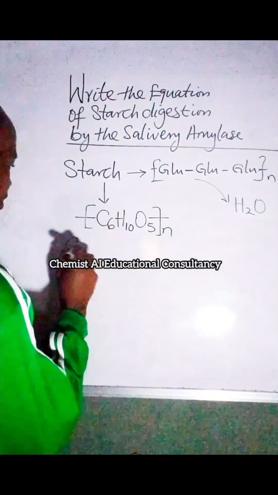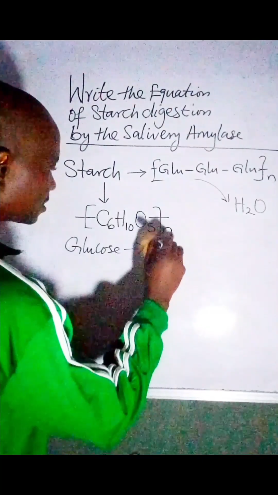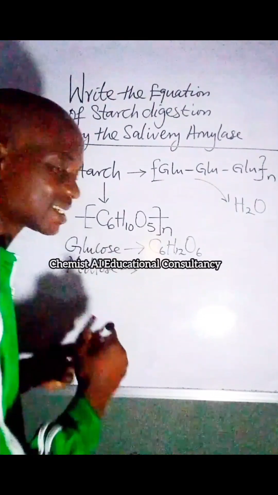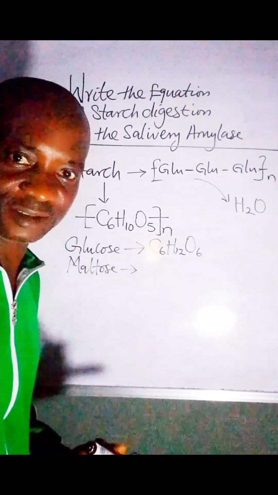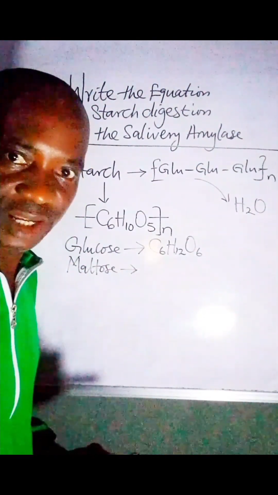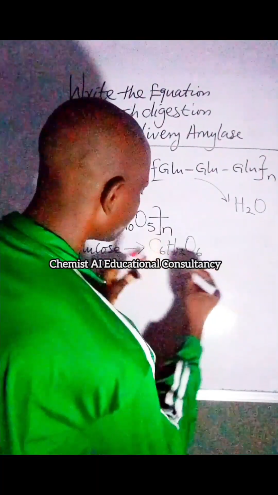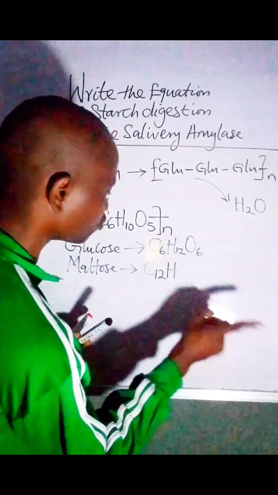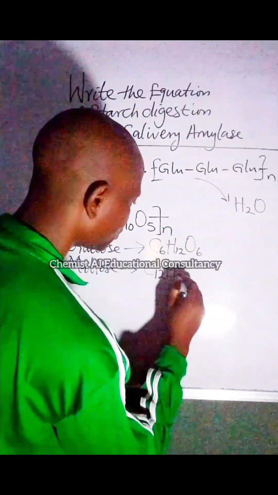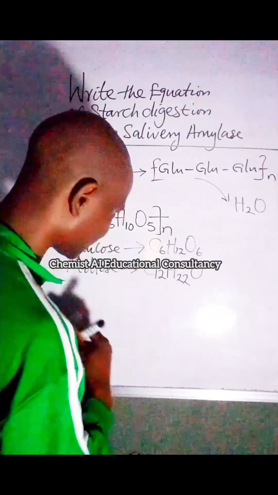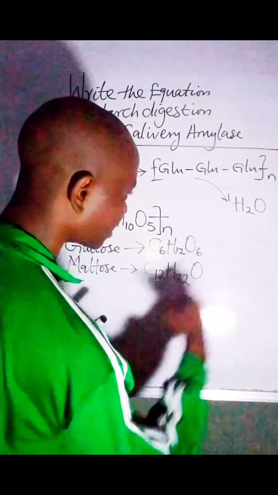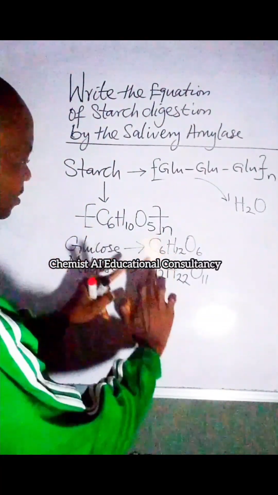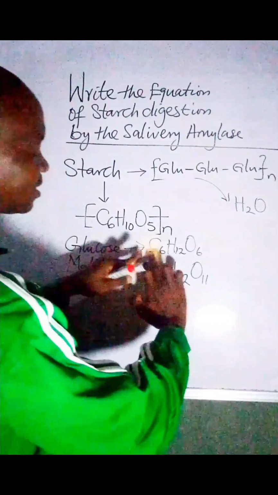Remember, glucose is this, C6H12O6. Then maltose. Maltose is just like a miniature starch, but it is made up of only 2 glucose molecules minus water. You write 2 of these minus water. 2 of 6 is C12. 2 of 12 is 24. 24 minus 2 from water molecule, we have 22. And O6, O12 minus 1 oxygen atom. 12 minus 1 is 11. This is starch. This is maltose that it forms, and this is glucose.